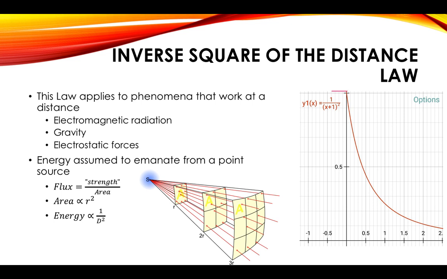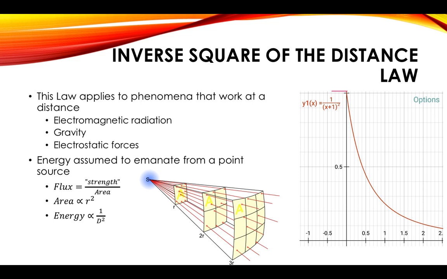The inverse square of the distance law is a law that applies to phenomena that work at a distance, for example, electromagnetic radiation, gravity, and electrostatic forces. It is assumed that this energy emanates from a point source. Therefore, that point source exerts its energy or force at a radius of a sphere to all directions around it. So, the flux can be seen as the strength over the area.